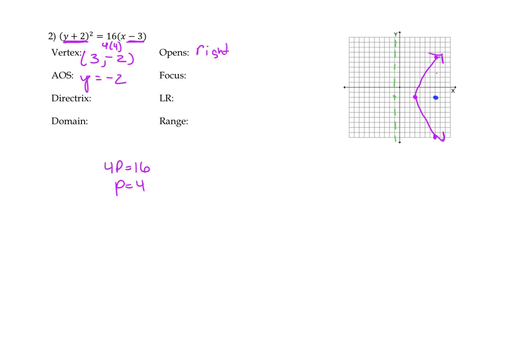So now I can go answer it. My focus is going to be over at 7, -2. My directrix is an up and down equation, so it's x equals -1. My latus rectum, the length of that is 4p, so 4 times 4 is 16. And then my domain is left to right, so the left is the vertex, which is at 3, and the right is the arrows, which is infinity. And then at the bottom is an arrow, so -infinity, and the top is an arrow, so +infinity.